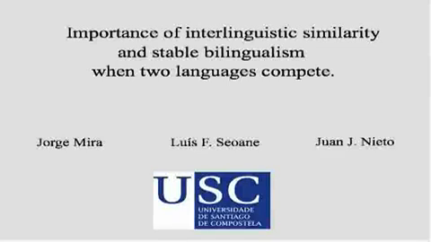Importance of interlinguistic similarity and stable bilingualism when two languages compete. A paper by J. Mira, Seoane and Juan Nieto, University of Santiago de Compostela.